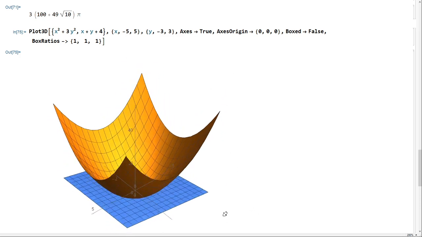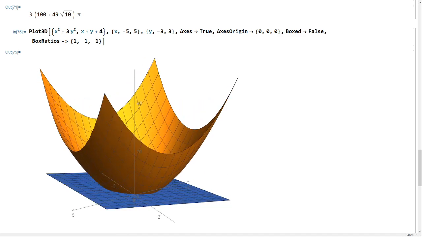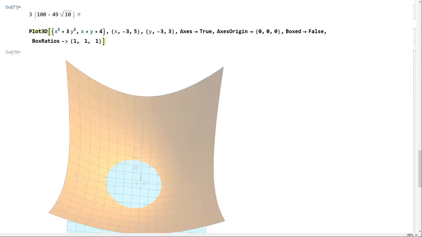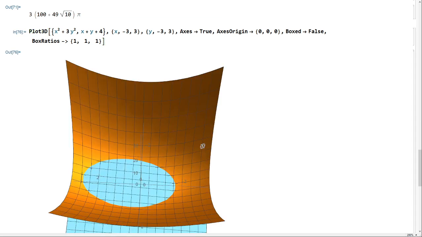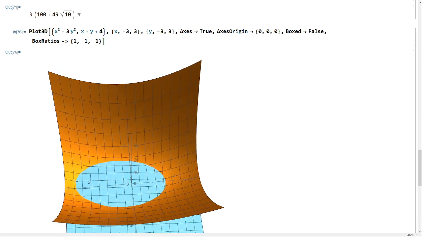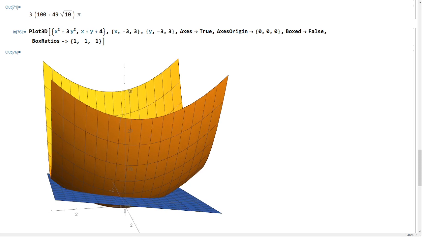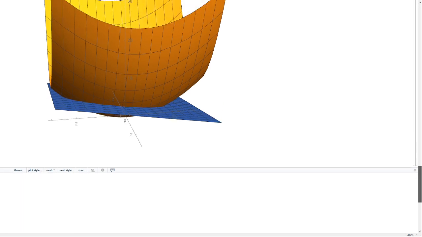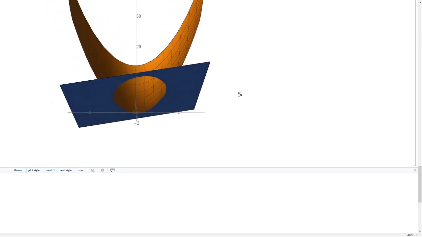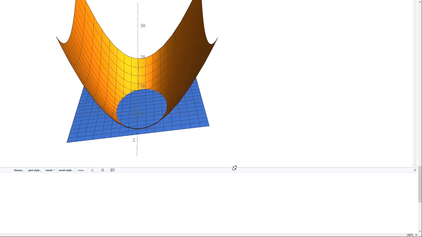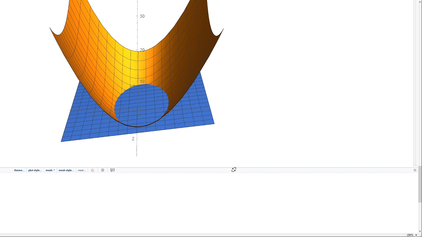So here you can see this is a paraboloid here in orange, a plane there, and we get some kind of an intersection here. Now if I change this back to the right aspect ratio, you can see that the intersection is this oval here. And what we want to do is find the tangent line at (2, 1, 7). Let's see, (2, 1, 7) is probably like this point right here. Right. So how do we do something like that?